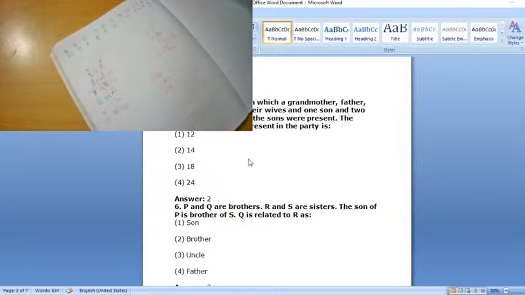The next type of question will be: P and Q are brothers, R and S are sisters. The son of P is the brother of S, and Q is related to R as? So just stop me when my handwriting is not legible to you and you're not able to read it. Just stop me then and there, okay?